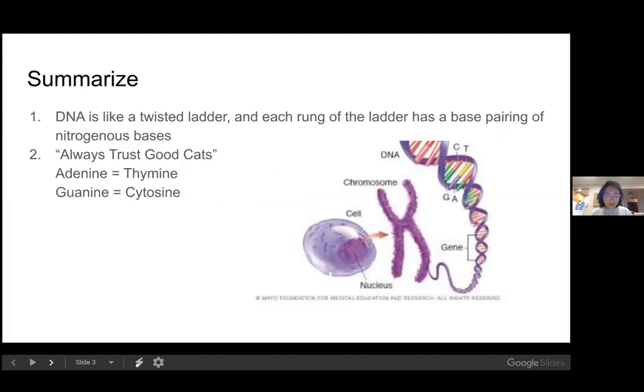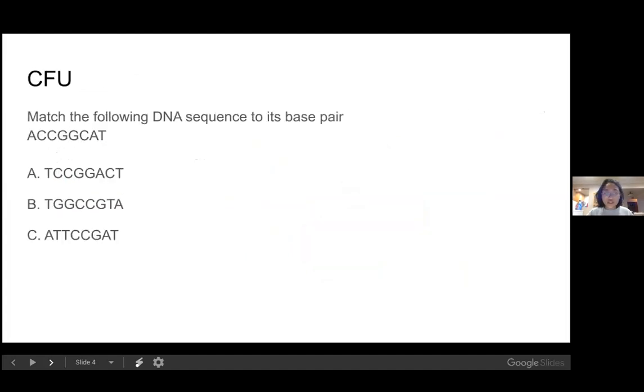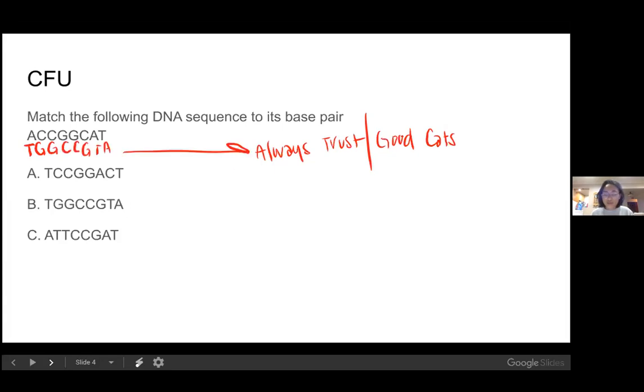All right, continuing our review. Let's do a quick check for understanding. Match the following DNA sequence to its base pair. So here we have a DNA sequence and we want to match it to the correct base pair. My first step is I always write, always trust good cats. Split a line down the middle, and that's how I know how I'm going to pair it. So A matches with T, C matches with G, G, C, C, G, T, A. Now all I'm doing is getting that from here. So the correct answer would be B.